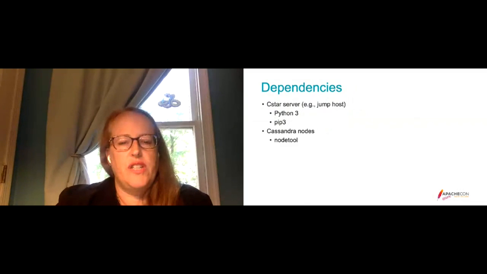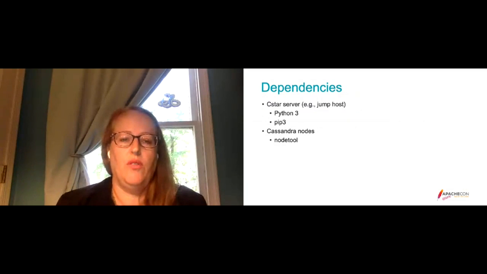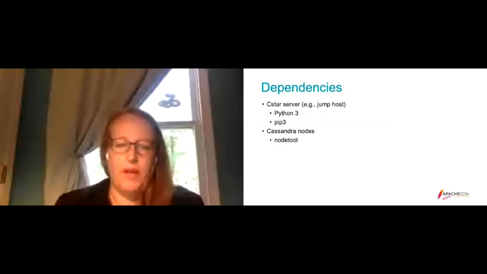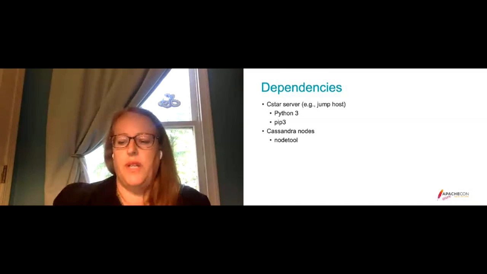The dependencies for cstar are very minimal. On the jump host, you just need Python 3. And of course, the package manager makes that easier as well. When you're thinking about installing cstar, you don't have to install it on the nodes. I know many environments are still struggling with the Python 2, Python 3 overlap. Don't feel like you have to upgrade all your Python to 3. You just need a simple jump host that's running cstar. You could even just spin up a VM for that. Most commonly, you're going to use an existing operational jump host or bastion. The Cassandra nodes themselves only need nodetool. Since this is installed with Cassandra typically, that dependency is met.